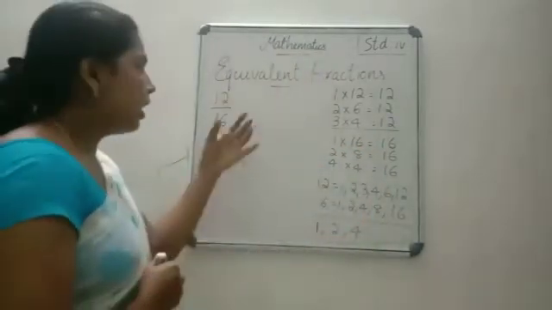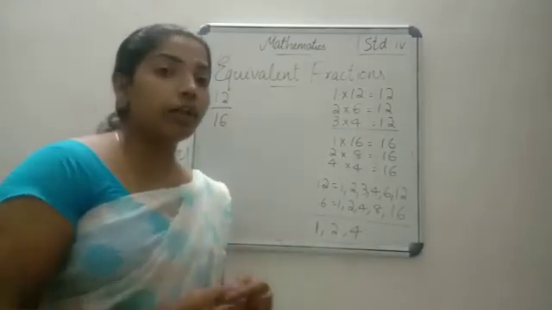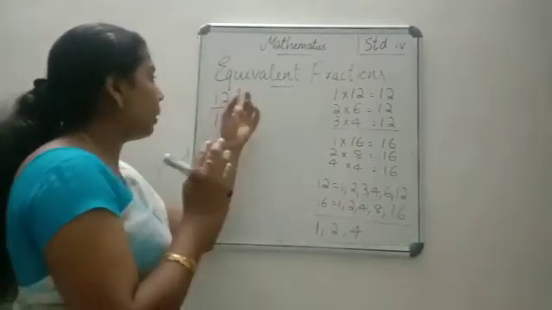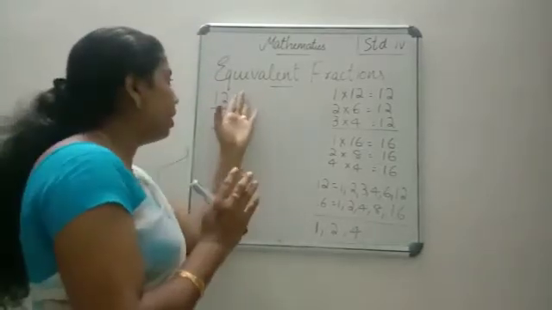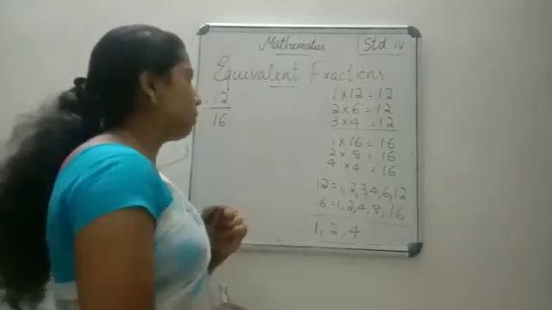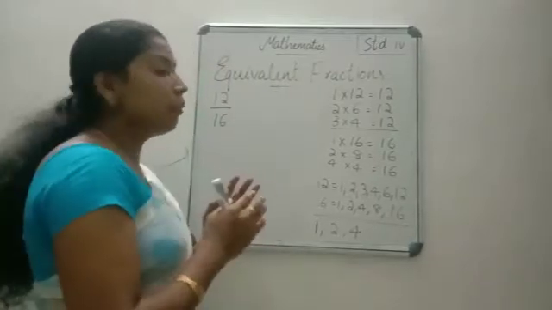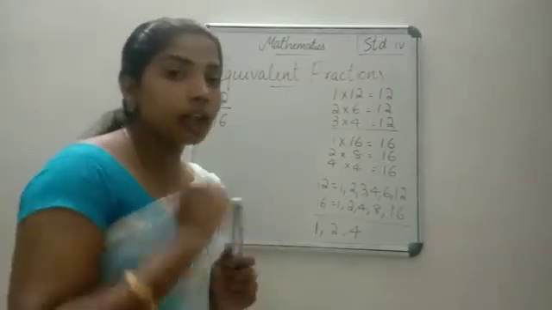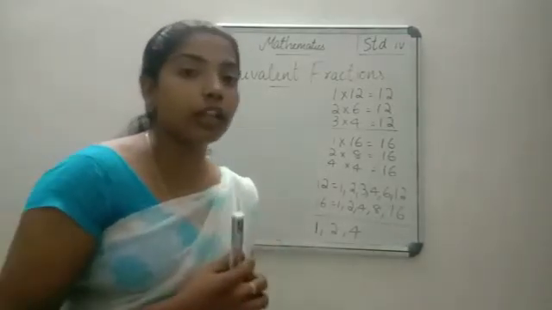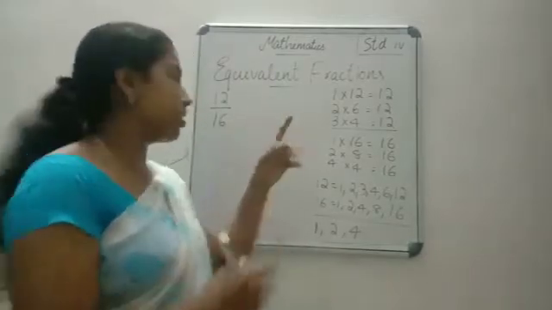Now let us see. Here our fraction is 12 by 16, and we can find the equivalent fraction in two ways, either by multiplying the numerator and denominator with the same number, which we already studied, or by using common factors. So for 12 and 16, you have to find the common factors. For that, first you have to find the factors.